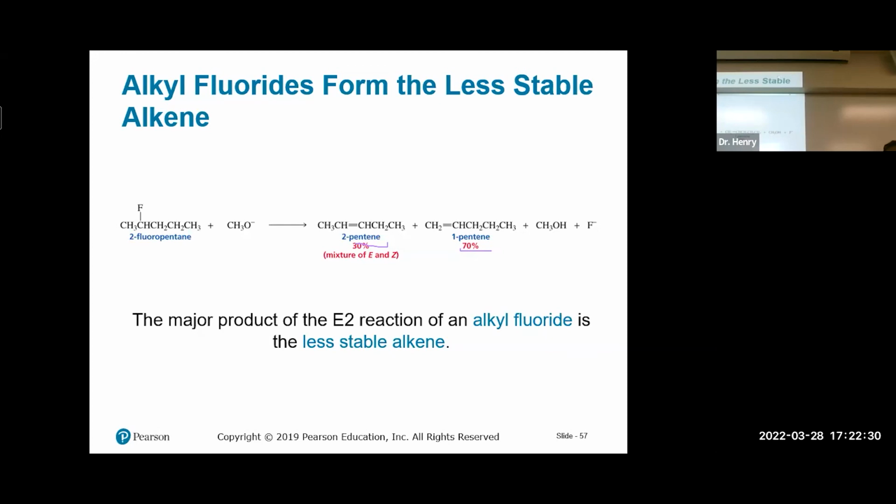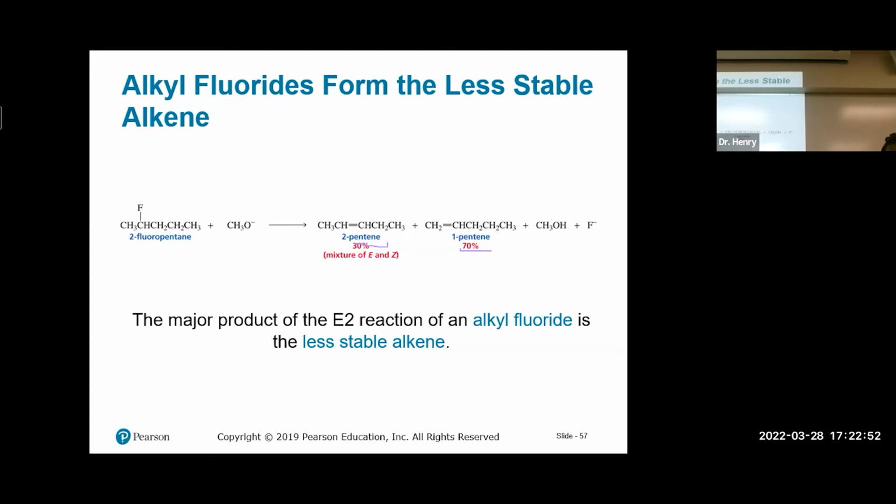So we already know that alkyl fluorides are less likely to react. They don't like reacting in the first place. They like to stick on there, right? But these are going to form a less stable alkene.